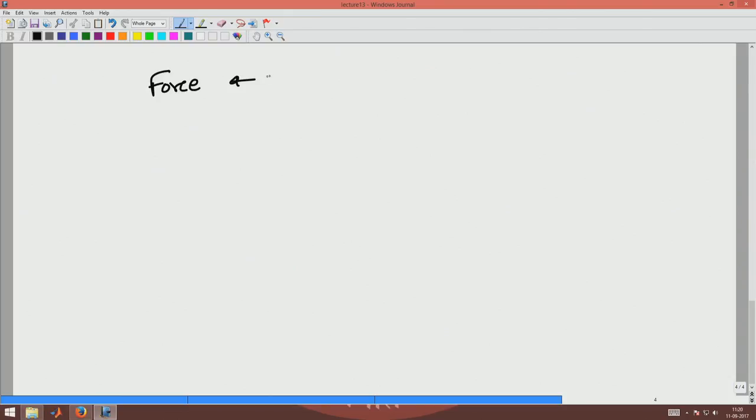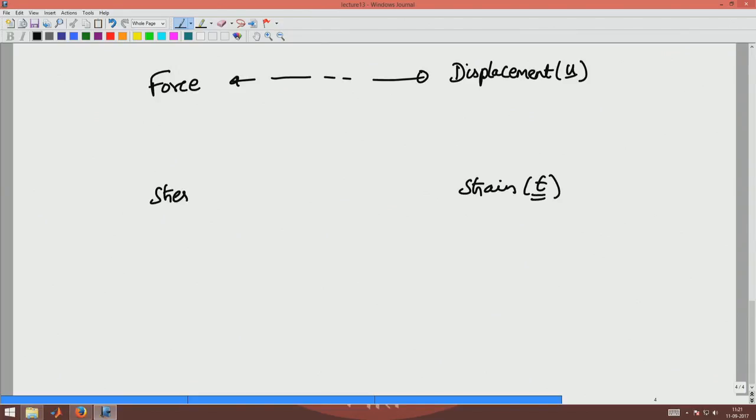We saw that there are 4 concepts in mechanics and 4 equations that connect them. That is what we have been looking at. So, we have seen all the 4 concepts: what force is, what displacement is, and then what strain is, and what stress is.